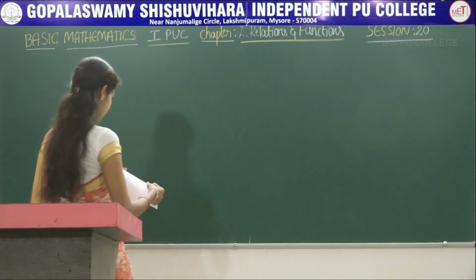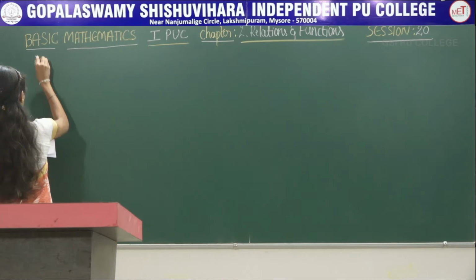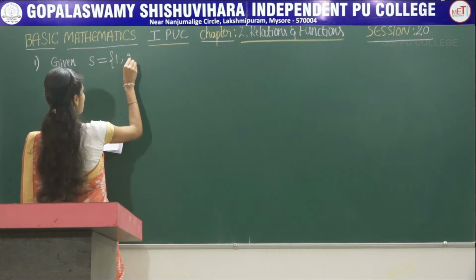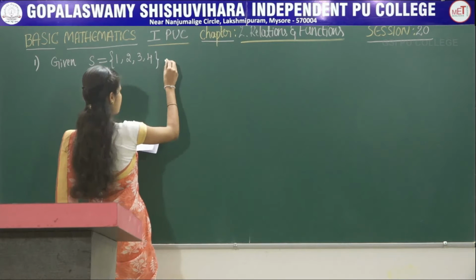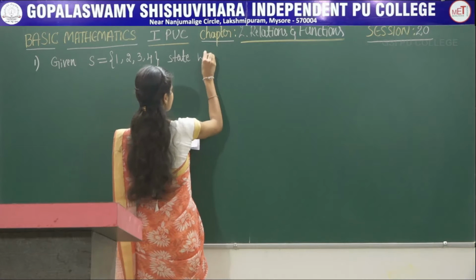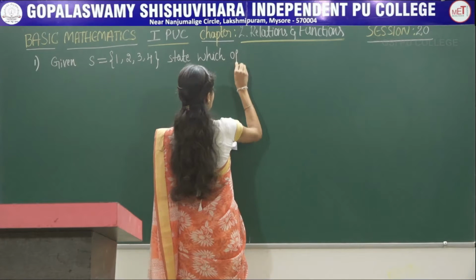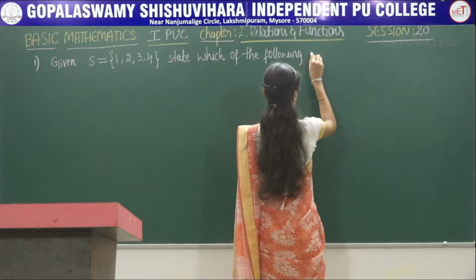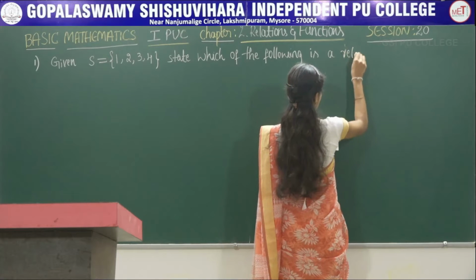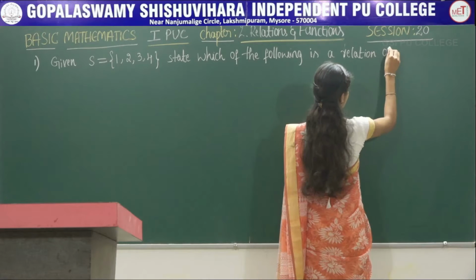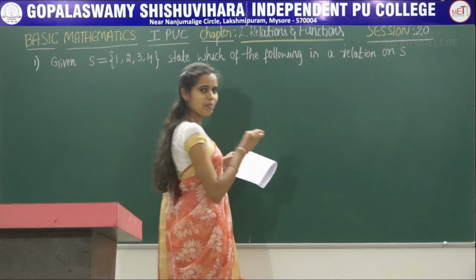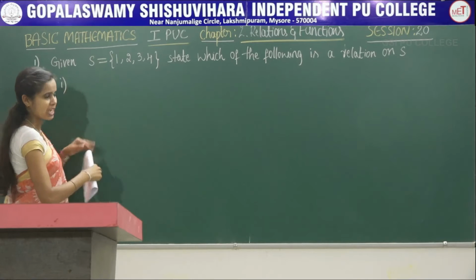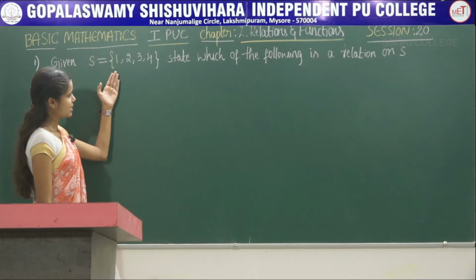Okay. So first problem, given S is equal to the set of all elements 1, 2, 3, 4, state which of the following is a relation on S. A relation on S means the relation is defined from S to S. First set is S, second set is also S. Sub questions: here we want to verify whether the given sets are relations on S or not.